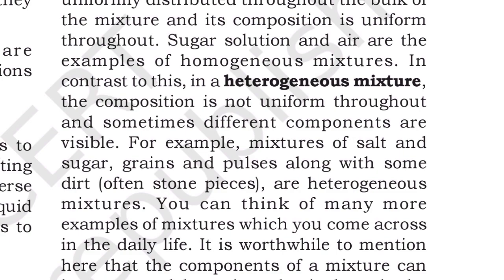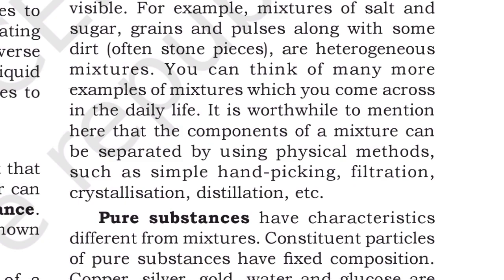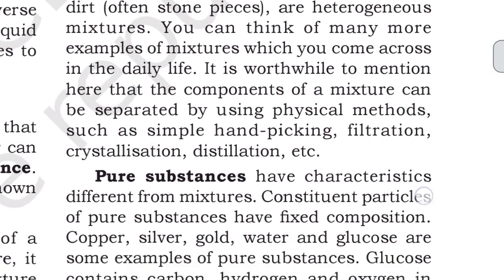In contrast to this, in a heterogeneous mixture, the composition is not uniform throughout and sometimes different components are visible. For example, mixtures of salt and sugar, grains and pulses along with some dirt, often stone pieces, are heterogeneous mixtures. You can think of many more examples of mixtures which you come across in daily life. It is worthwhile to mention here that the components of a mixture can be separated by using physical methods such as simple hand picking, filtration, crystallization, distillation, etc.